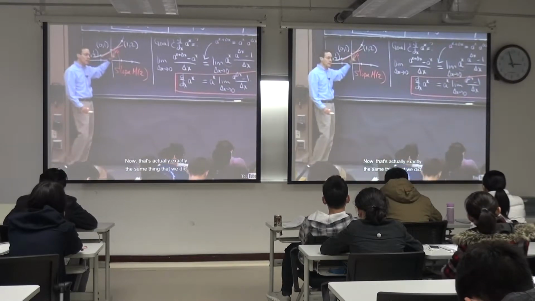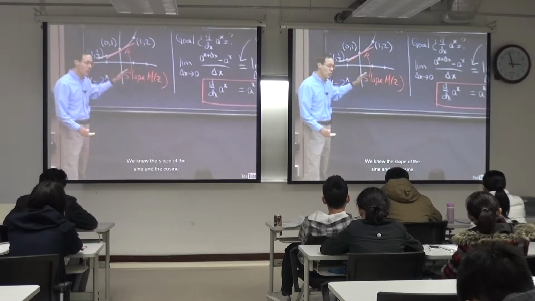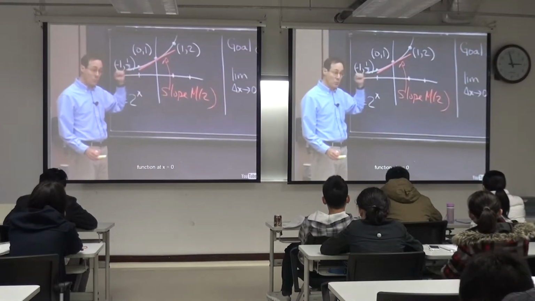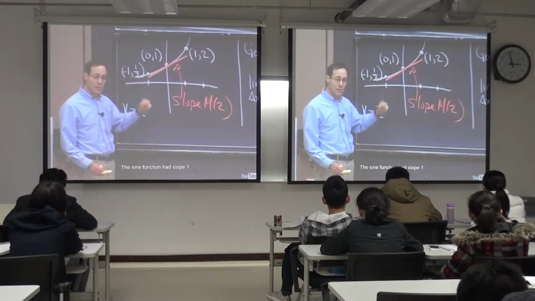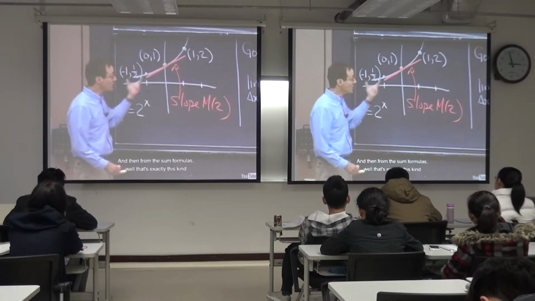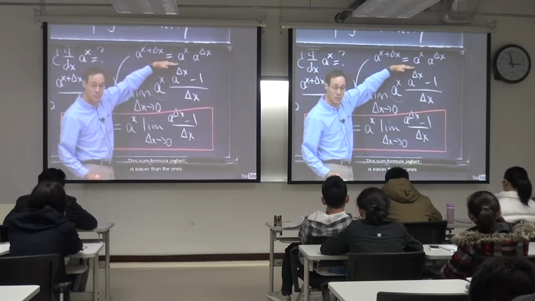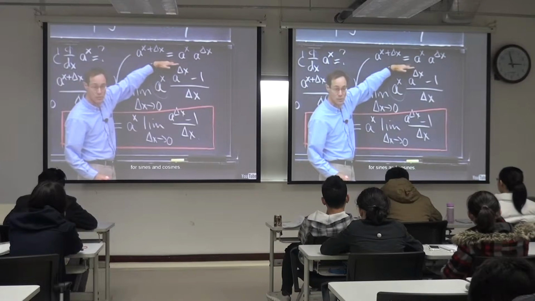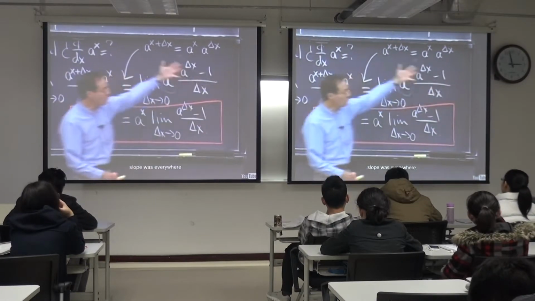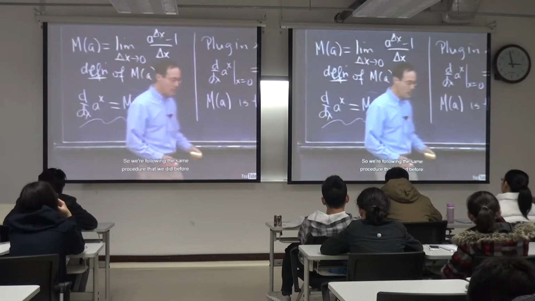Now that's actually exactly the same thing that we did for sines and cosines. We knew the slope of the sine and cosine function at x equals 0. The sine function had slope 1, the cosine function had slope 0. And then from the sum formulas, well, that's exactly this kind of thing here. This sum formula, in fact, is easier than the ones for sine and cosine. From the sum formulas, we worked out what the slope was everywhere. So we're following the same procedure that we did before.